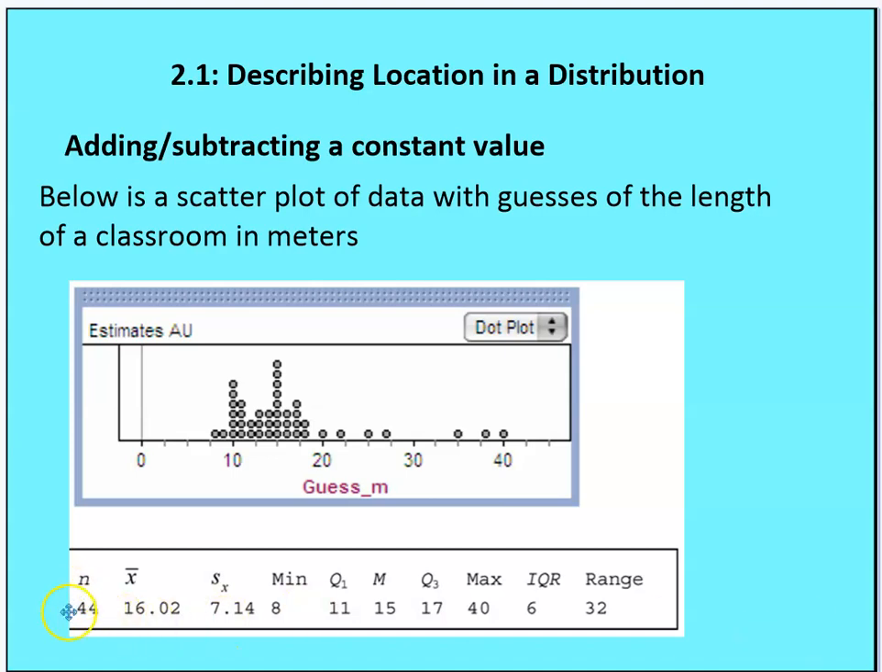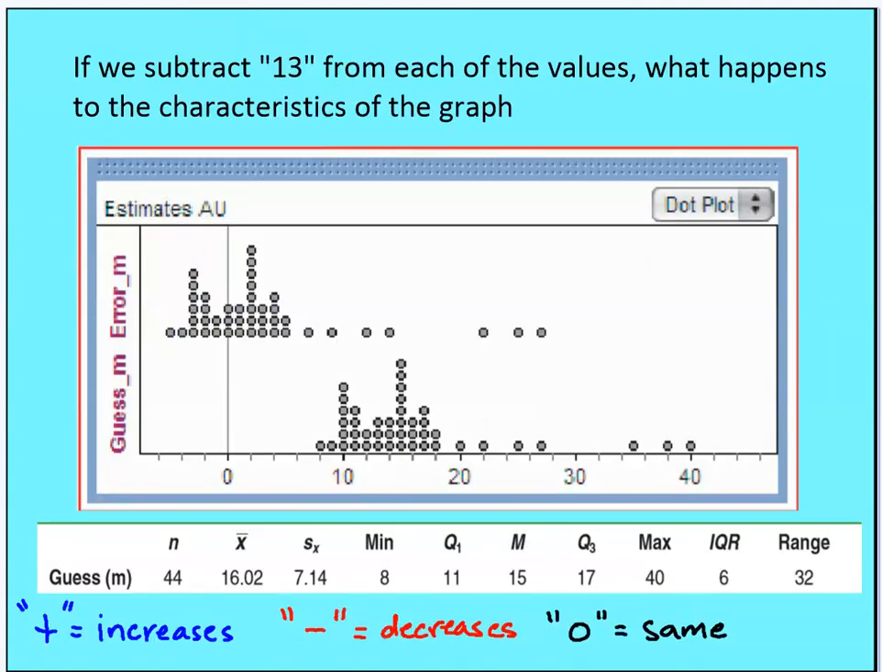So you can see here there are 44 guesses. The mean was 16.02. Standard deviation s sub x is 7.14. The min was 8. First quartile was 11. Median 15. Third quartile 17. Max is 40. Interquartile range is 6, and the range is 32. All right, so if we subtract 13 from each of these values, what happens to the characteristics of the graph?